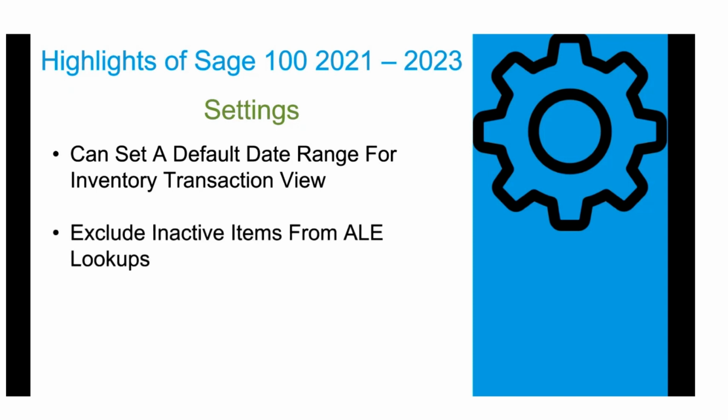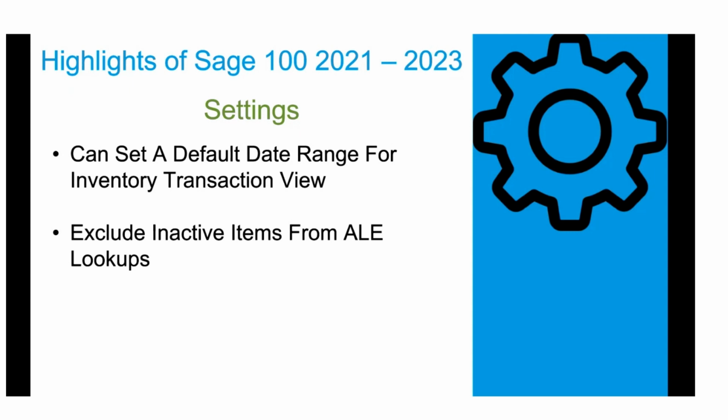And kind of in a similar mode, when you look at an item list, the option to eliminate inactive items from that ALE, which stands for Advanced Lookup Engine, is now a new option. So when you have an inventory that you're maintaining and keeping active and inactive items, they used to always show the inactives in the list, even though we're not selling them anymore. Now we can make that a permanent exclusion from that list.